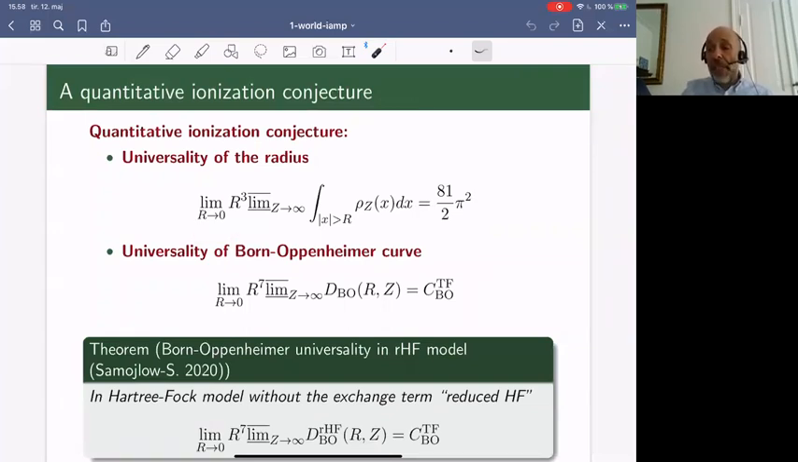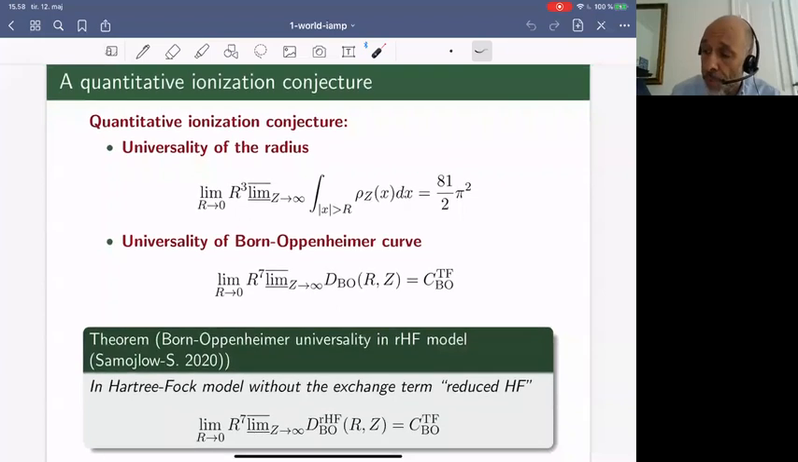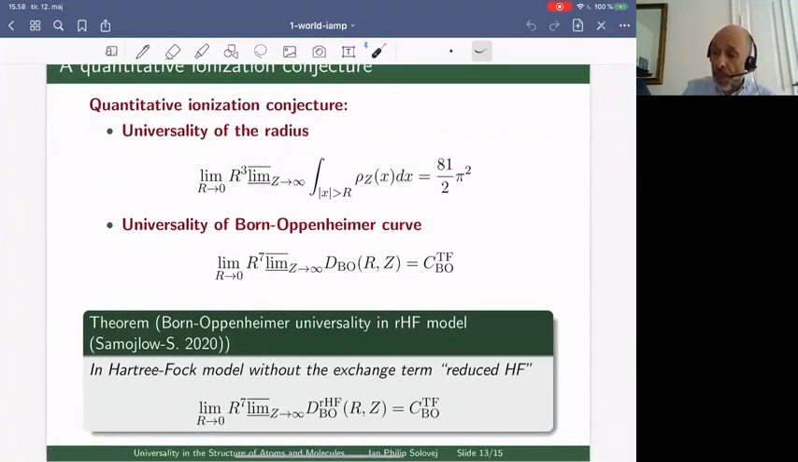And I also believe that the universality of the Born-Oppenheimer curve that we saw in Thomas-Fermi theory holds as well for a molecule. So as r goes to 0, if I do the same thing as I did in Thomas-Fermi theory, I calculate the repulsive curve for real atoms, let z go to infinity, multiply by r to the 7, let r go to 0, you will get this constant that in the case of Thomas-Fermi theory was proven by Brézis and Lieb.